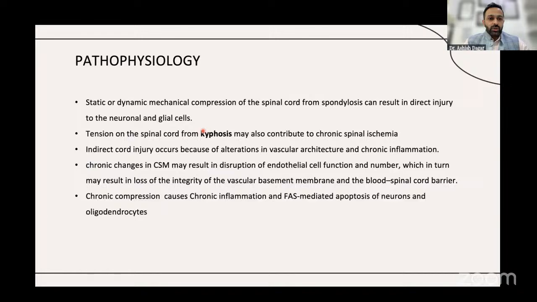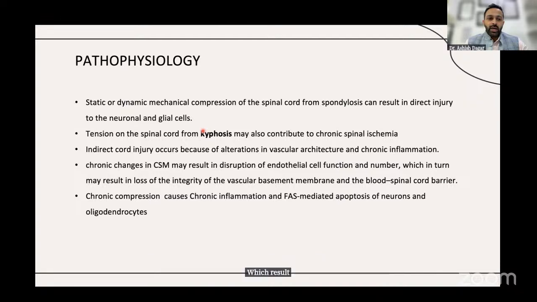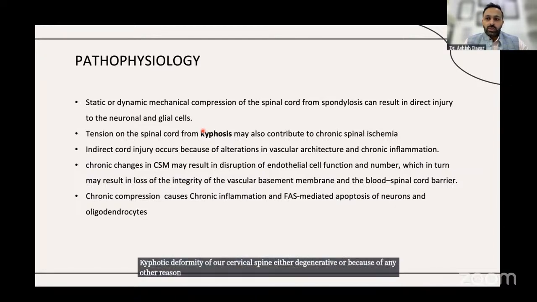Coming to the pathophysiology of spondylotic myelopathy, all these factors that we have discussed lead to either dynamic or static mechanical compression on the spinal cord, which results in either direct or indirect damage to the neural or glial cells. Kyphotic deformity of our cervical spine, either degenerative or because of any other reason, causes tension on the spinal cord, and this can also directly cause chronic spinal ischemia.